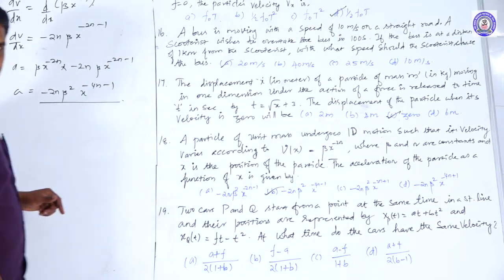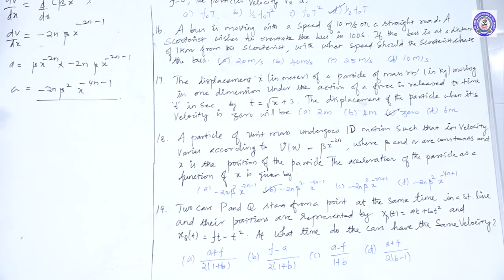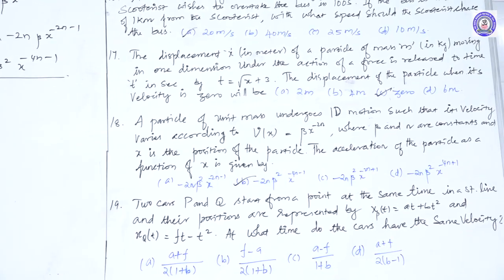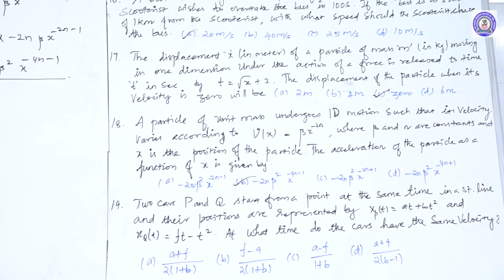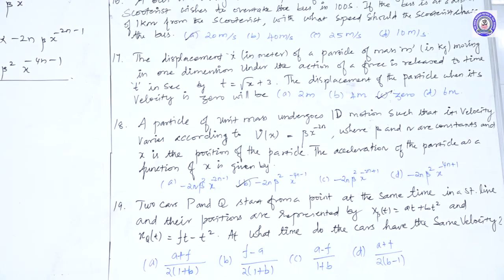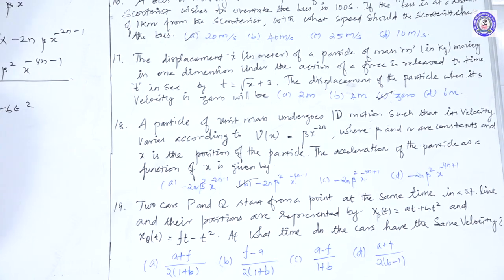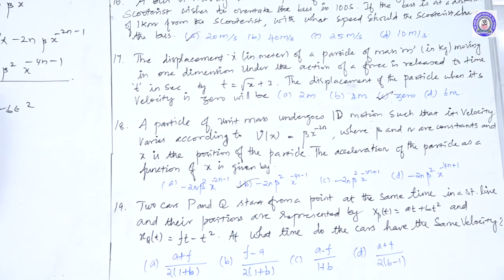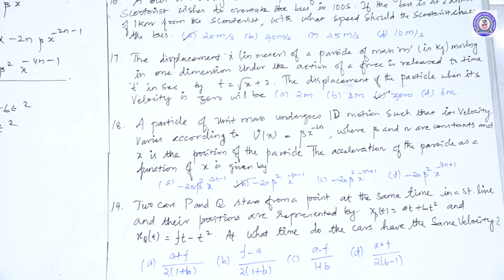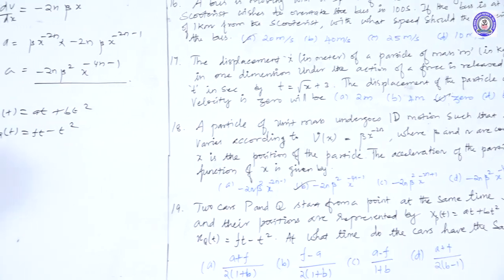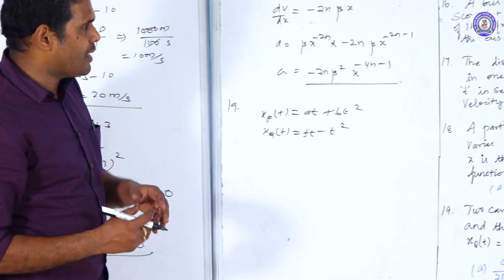Question number 19. Two cars P and Q start from a point at the same time in a straight line and their positions are represented by xp of t equals at plus bt square and xq of t is equal to ft minus t square. At what time do the cars have the same velocity? They are asking you to find out the time.